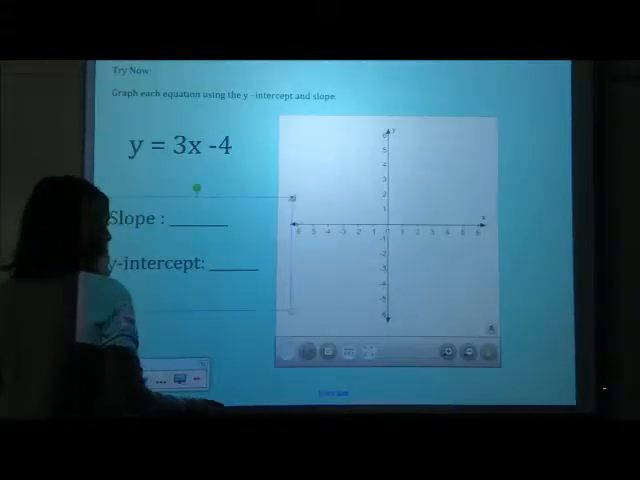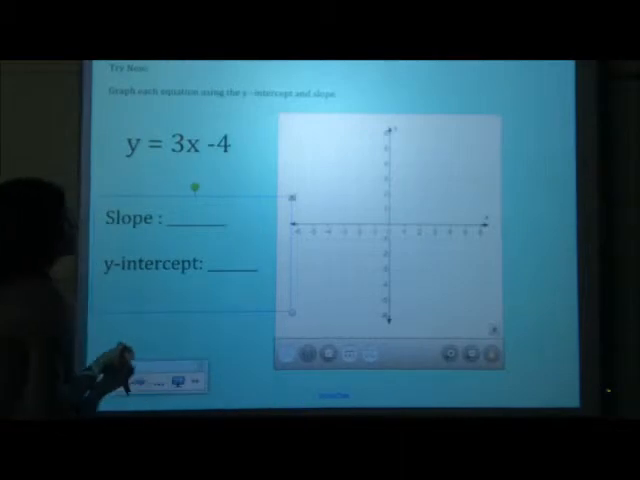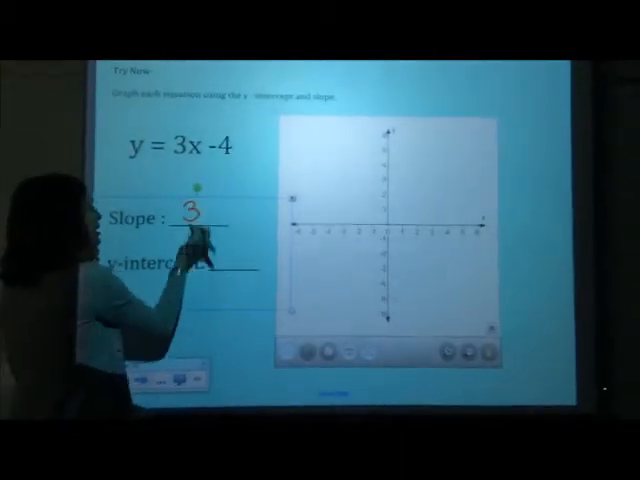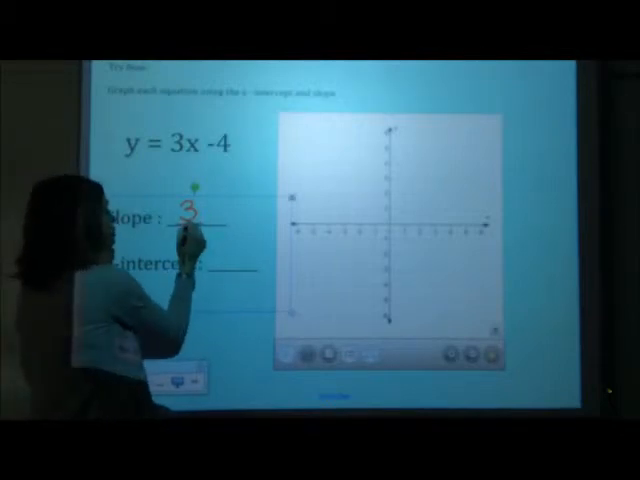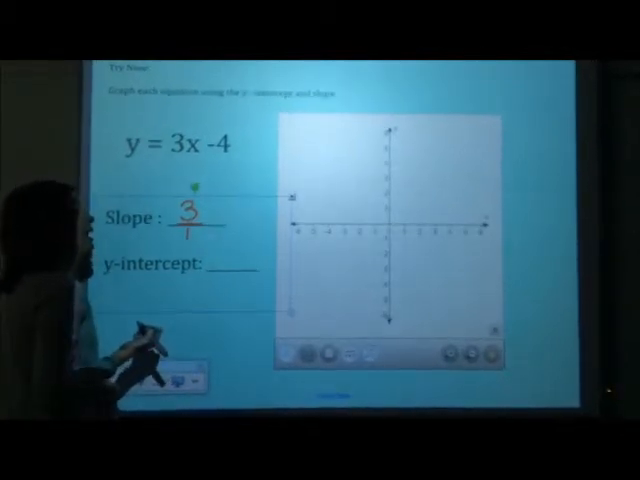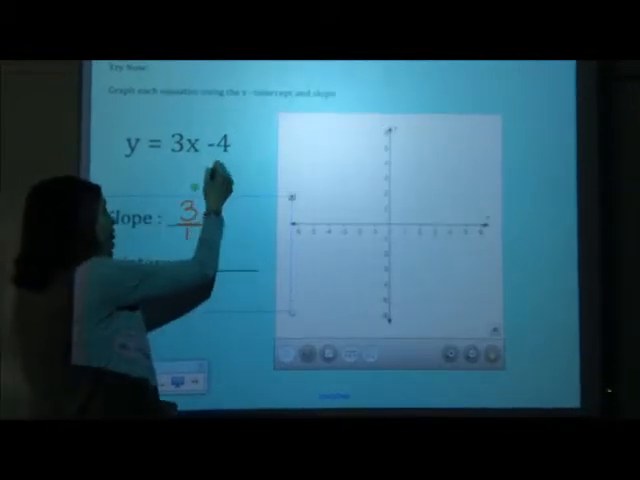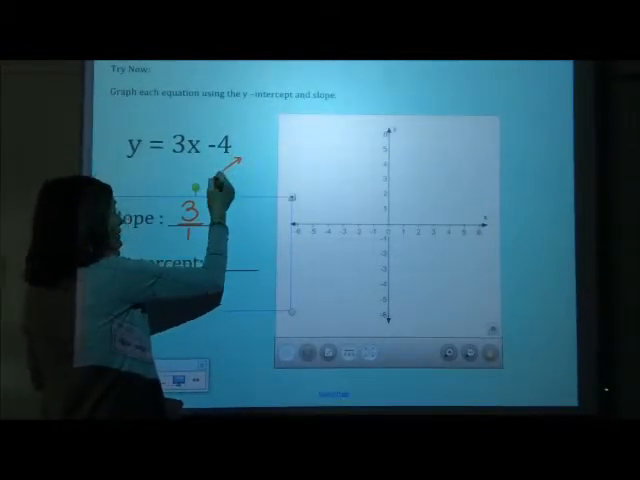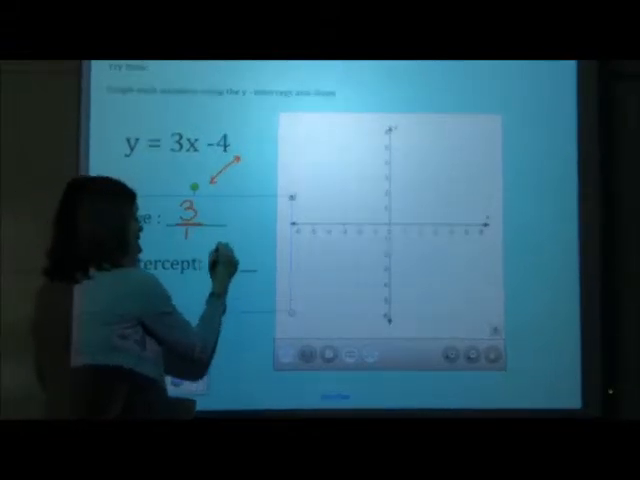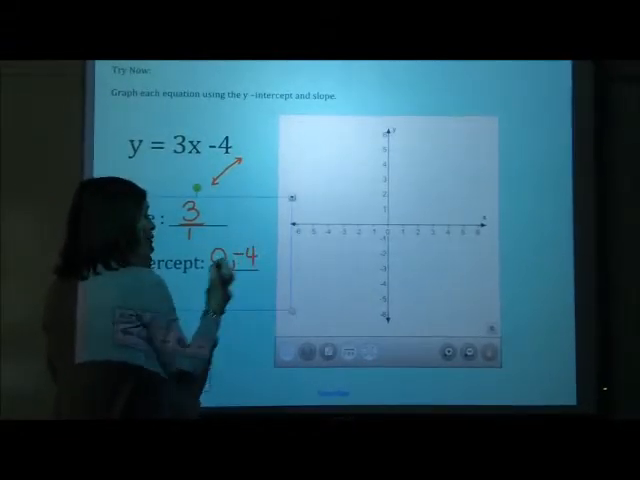Graphed. All right, let's try another one. Graph each equation using slope-intercept. First, we identify our slope, 3. If it's not a fraction, we rewrite it over 1. So my rise is 3, my run is 1, and my slope is positive, so I know the graph is rising from left to right. My y-intercept, I'm going to write as the coordinate point (0, -4).